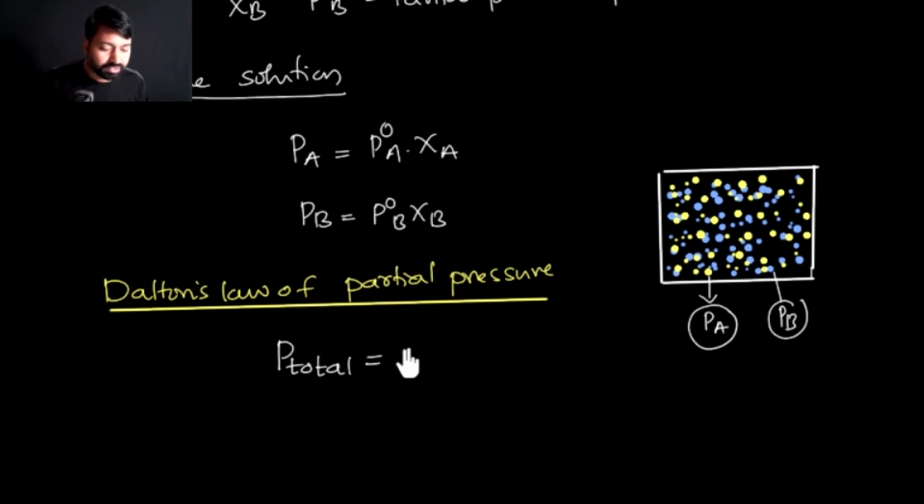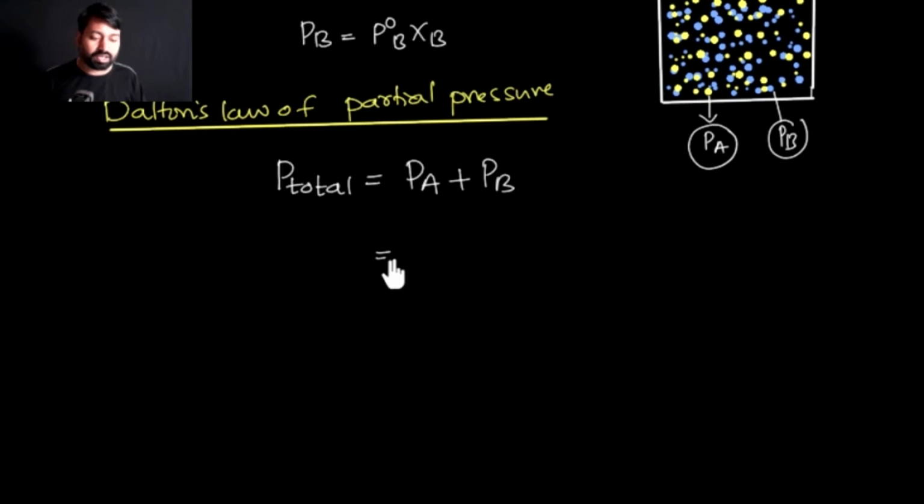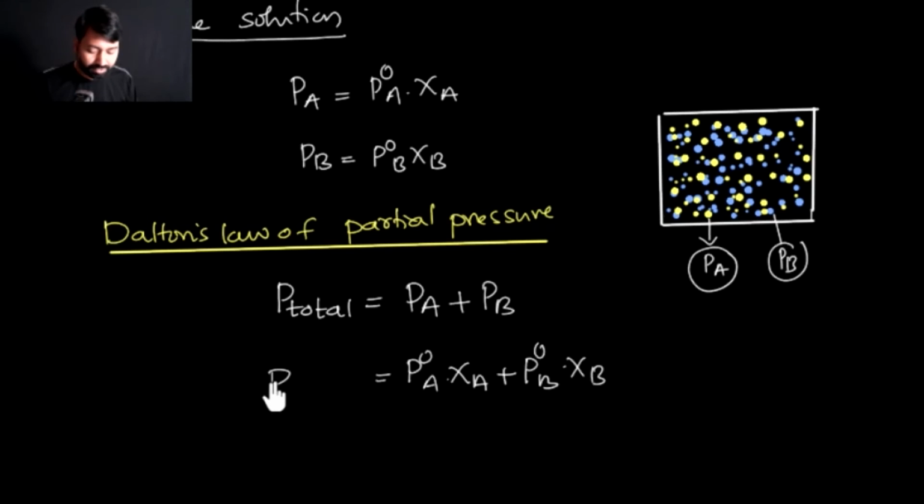And for this, what are you going to write? P of A plus P of B, the partial pressure of component A and the partial pressure of component B. Already we know how to calculate the partial pressure of A, because from Raoult's law we have written it here. Let me put this value here. This is P naught A into mole fraction of A, and along with that, P naught B into mole fraction of B. This is the P total. I will write just P to simplify this.